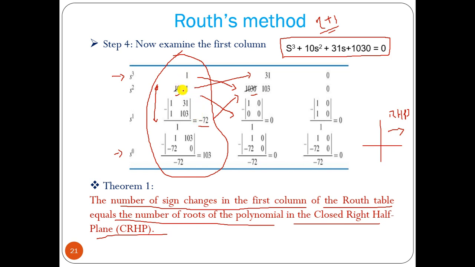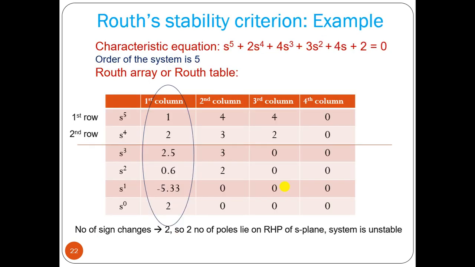Now you can see plus 1, minus 71, 72. So plus to minus, there is one sign change, right? Now from minus to plus, there is another sign change. So we have two sign changes. That means the system is unstable and two poles are on the right half plane. So one pole should be on the left half plane, because this is a third order system. We must have three poles. So the system is unstable. Okay, this is the way we can find out.